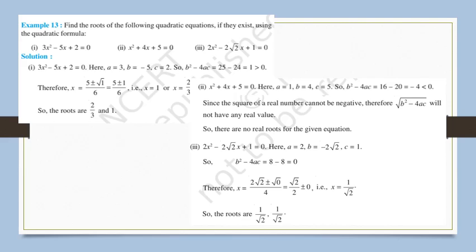See here, find the roots of the quadratic equations, if they exist, using the quadratic formula. 3 different questions are there. Before solving this, what do we have to find out? We have to find out the discriminant. So in the first case, the discriminant is 1. First you have to write a, b and c. Then you have to calculate the value of b square minus 4ac. It is 25 minus 24 equals 1. 1 is greater than 0, meaning the roots are real and distinct.